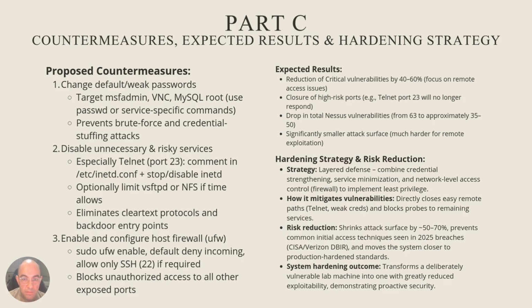I expect this to reduce critical vulnerabilities by 40 to 60%, close ports like Telnet, and drop the total Nessus count from 63 to around 40 or 50. The strategy uses defense in depth, prevention through service reduction, and network controls that enforce least privilege. This significantly lowers risk by removing common attack vectors seen in current breaches, hardens the system, and makes remote exploitation far more difficult.